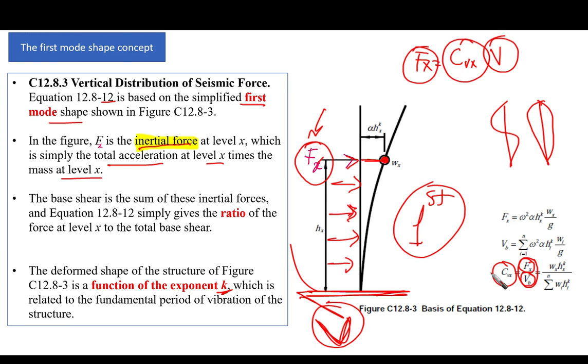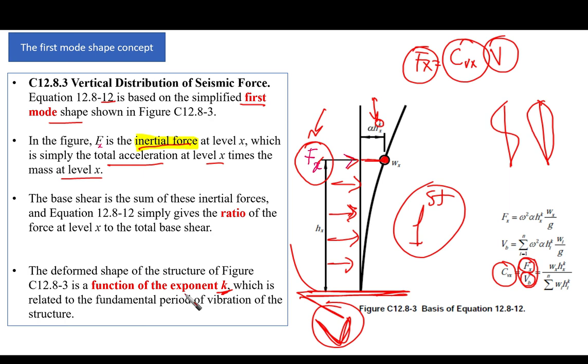This deformed shape that we show here, we can control it by k. There is a factor here, which is k. We are going to use it to control this shape, because maybe there are higher mode effects that are going to contribute to the behavior of the structure. So we are going to use k to control the shape itself.